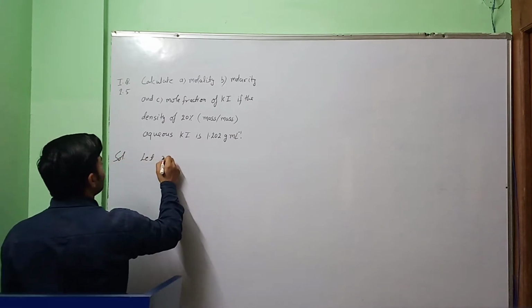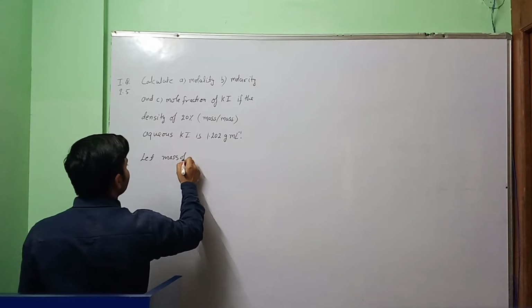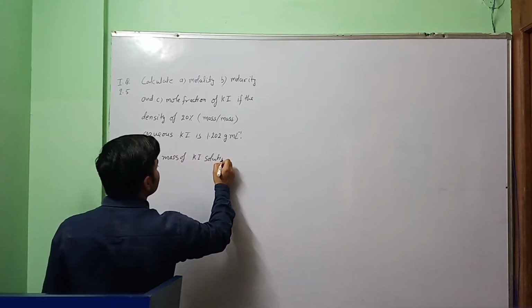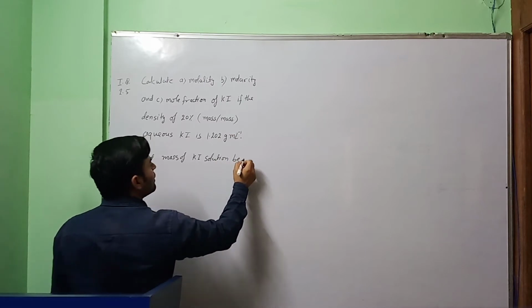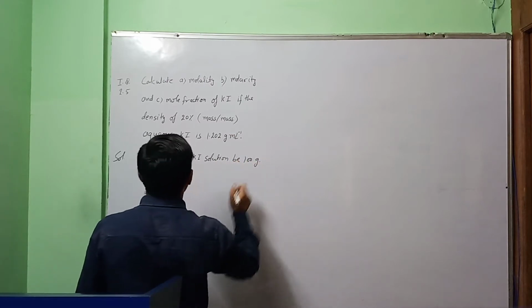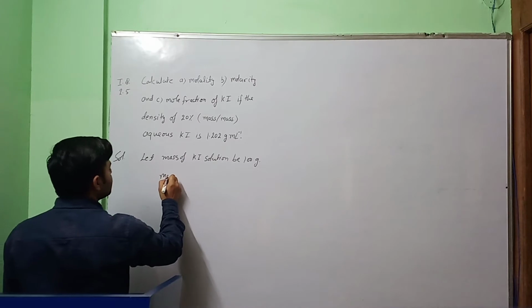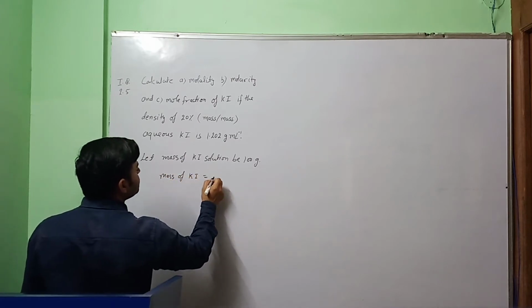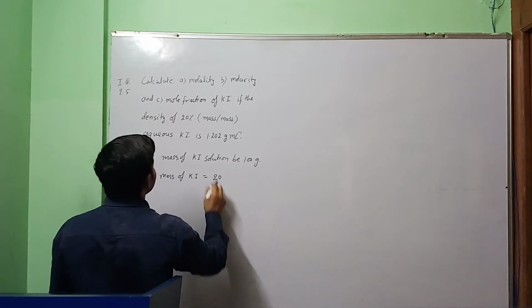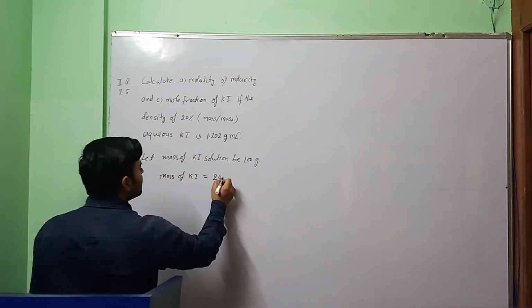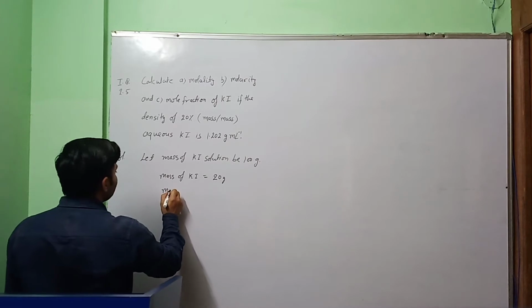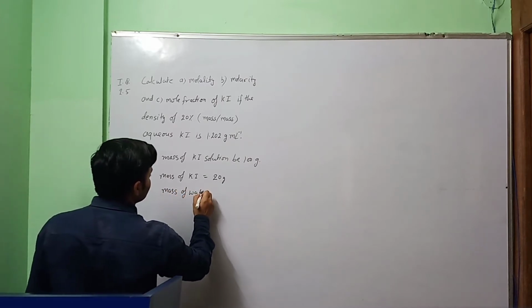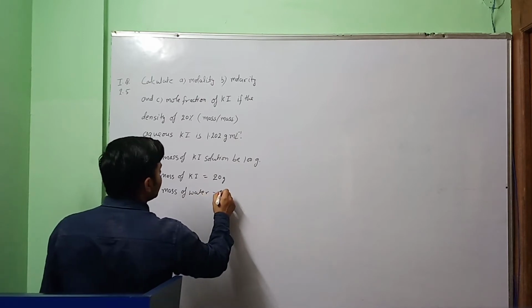Let the mass of KI solution be 100 gram. Mass of KI is equal to 20 gram because it is given 20%, and mass of water will be equal to 80 gram.